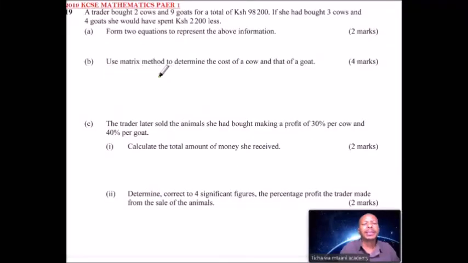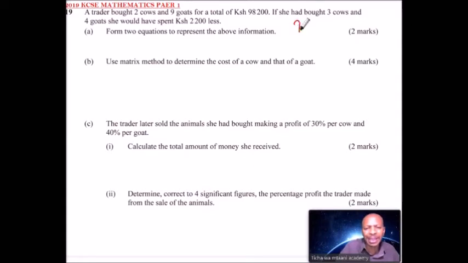Number 19. A trader bought 2 cows and 9 goats for a total of 98,200. If she had bought 3 cows and 4 goats, she would have spent 2,200 Kenyan shillings less. So A, form two equations to represent the above information. What this means is that he bought 2 cows, 9 goats to have spent that. So if he bought 3 cows and 4 goats, he would have spent 2,200 less. So we get the amount he would have spent.